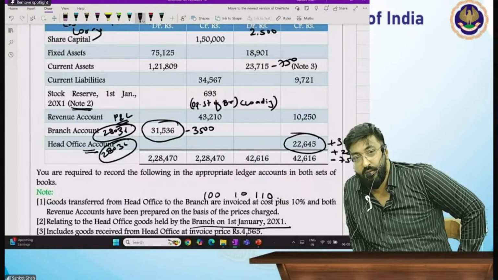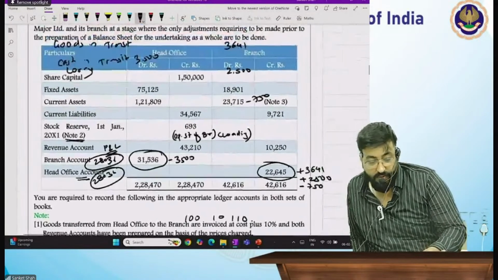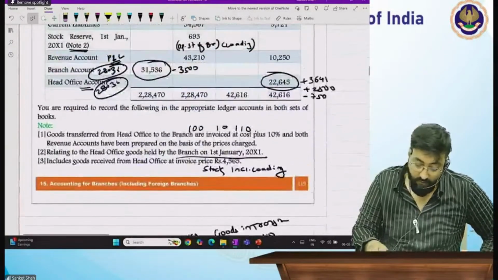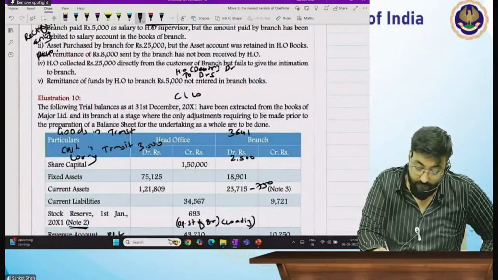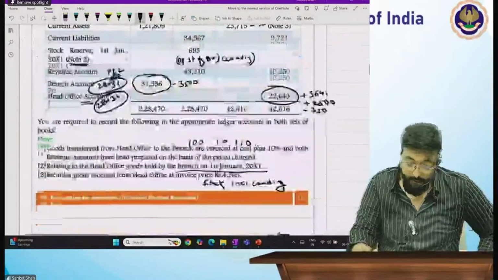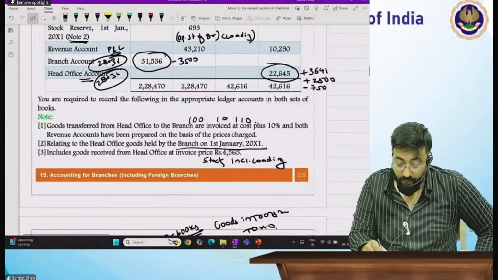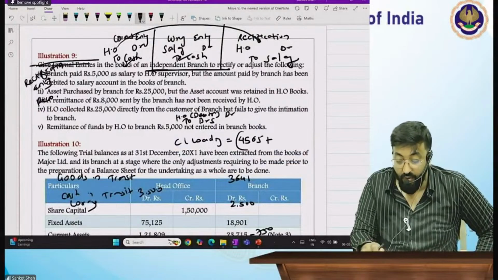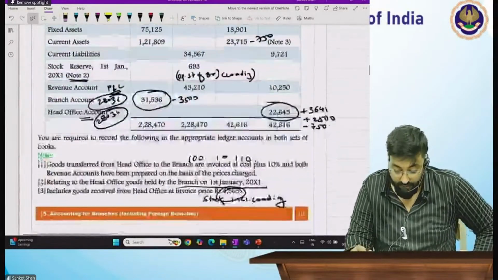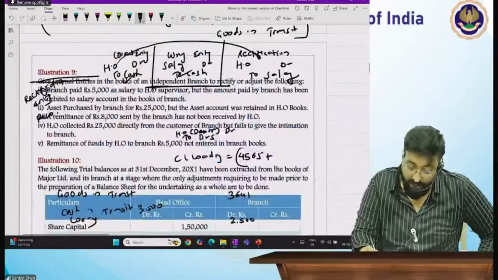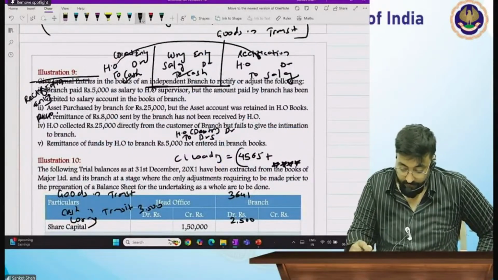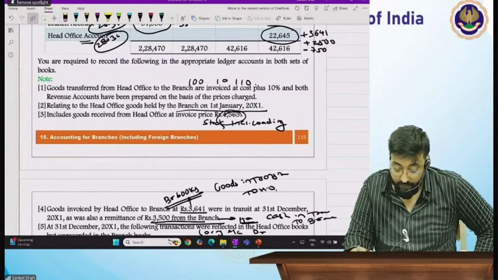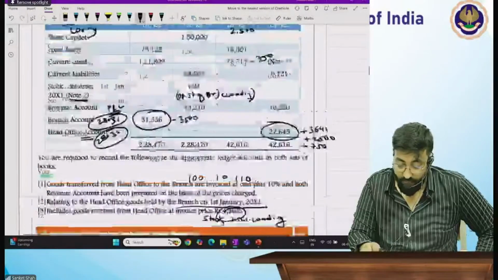Easy or difficult? Easy, sir. Now in HO books. Okay. Now, what is the closing loading? Wait. Closing loading is 4565, correct? 4565 is closing goods, and goods in transit is also inclusive of loading, no? Yes, sir. So while calculating closing loading, we have to add the closing goods as well as goods in transit also. Yes, sir.